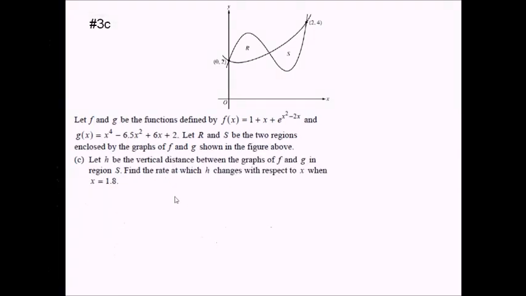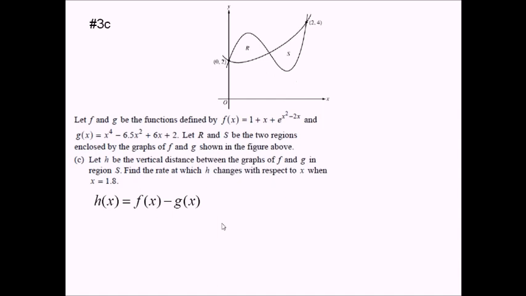For this part of the problem, they're telling us h is the vertical distance between f and g in the S region here. They just want the rate at which h is changing with respect to x when x is 1.8. So basically, let's write out the h function and then just take the derivative of that thing at 1.8. H is just going to be f of x minus g of x, just top minus bottom function here.